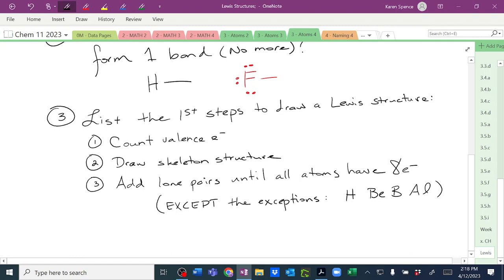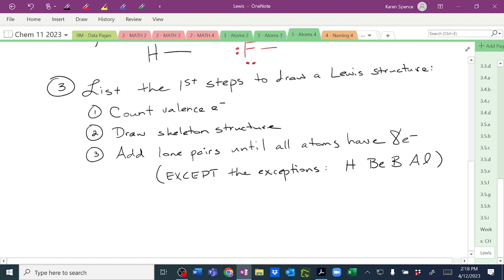Okay. 4th, what do we do? We count and check. We count the electrons in the structure and we check against the valence electrons.